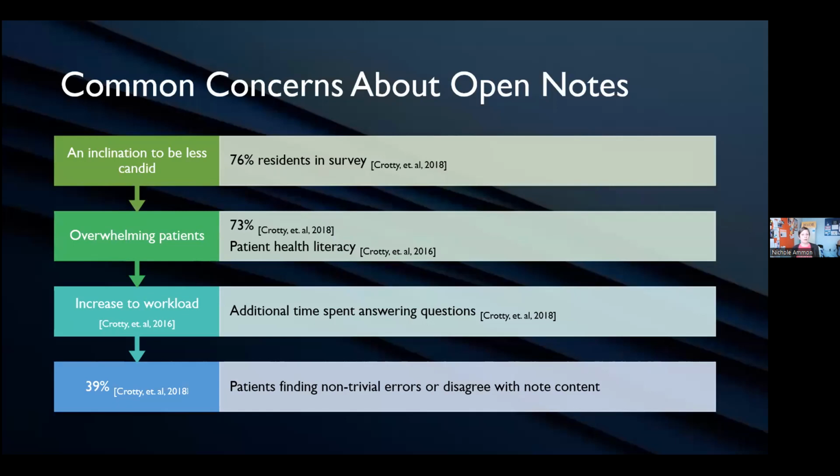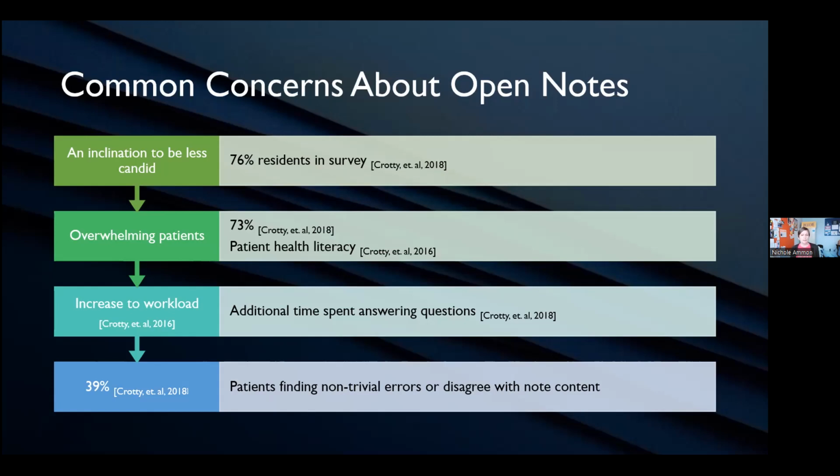There's a concern it might overwhelm patients. So 73% thought it could overwhelm patients, particularly when there's a health literacy issue. But again, this is an opportunity to improve health literacy and engage patients actively in their care. There was a concern that this might increase my workload. Maybe I'll have to take additional time answering questions, maybe about my notes or my colleagues' notes. But when looked at, the surveys actually indicate this doesn't really increase workload substantially. Although maybe at the beginning, some report taking a little bit more time with the notes at first, because you're kind of retraining your brain to write notes differently.